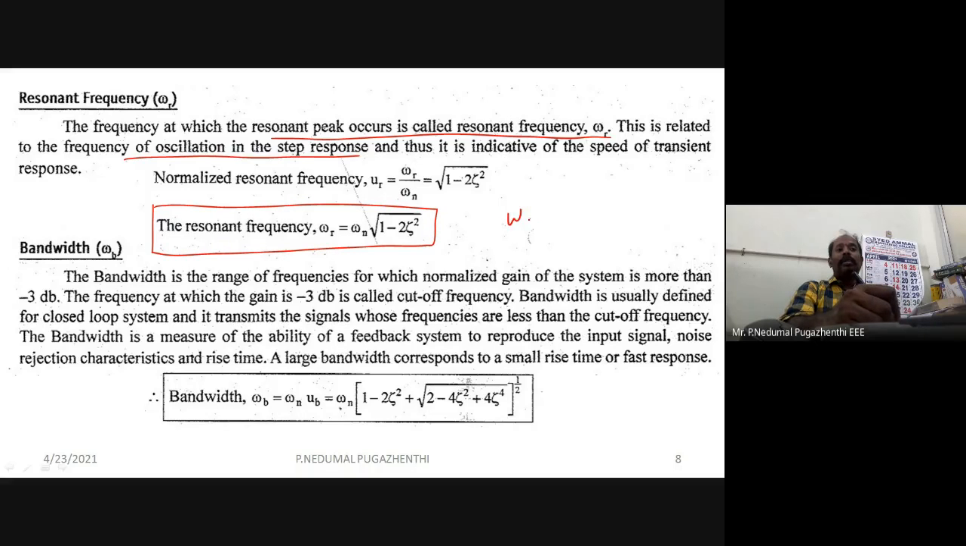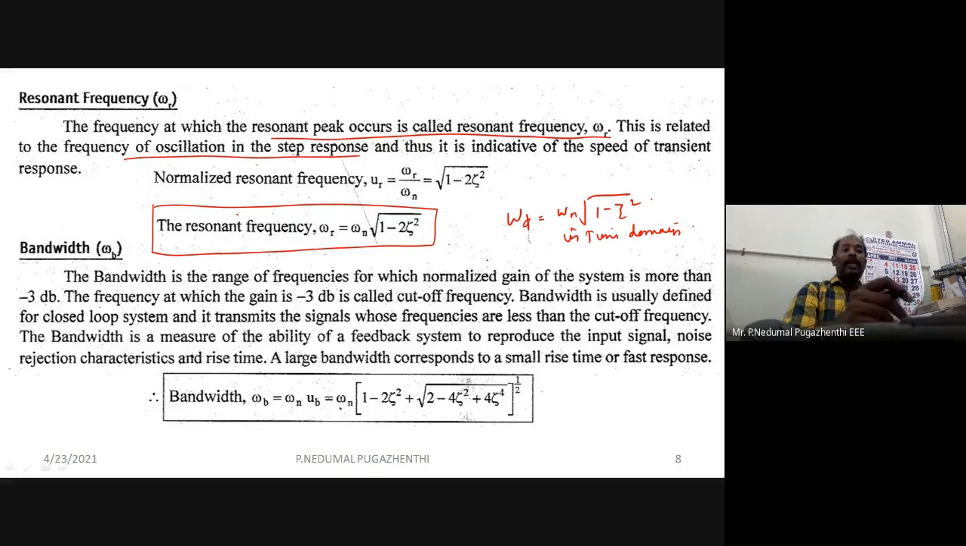We can compare it with omega d, which is equal to omega n into square root of 1 minus zeta squared in time domain. This is the frequency of oscillation. So this is your resonant frequency, the frequency at which you obtain the maximum value of the system response. You call that frequency the resonant frequency.